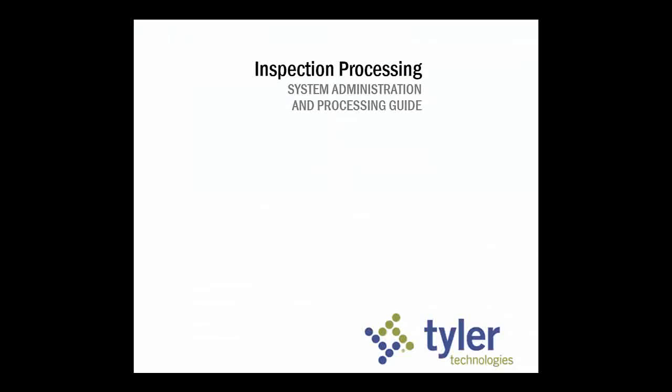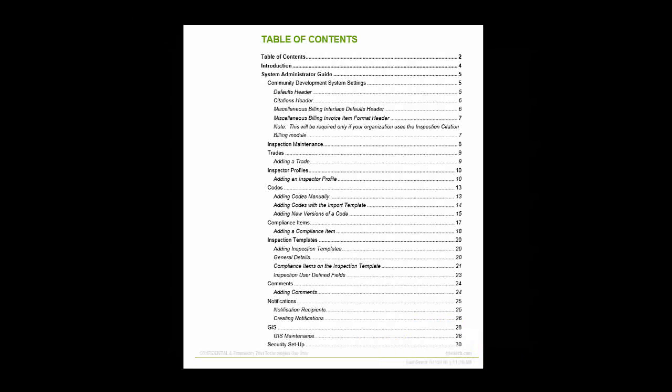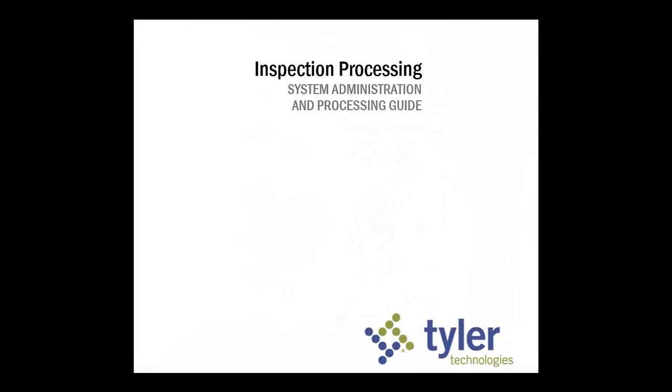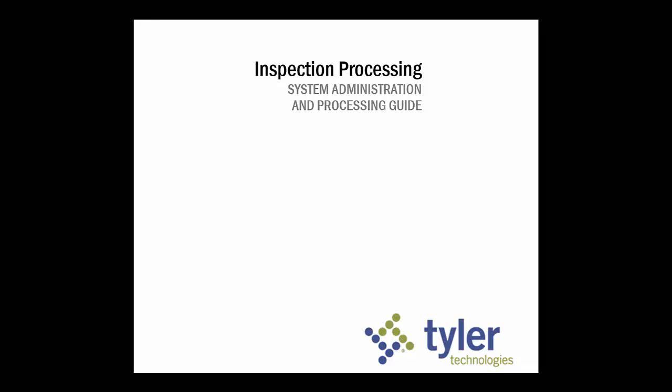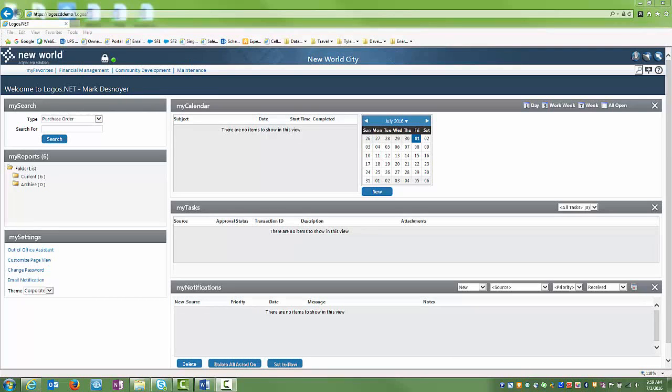Please be sure to download the new Inspection Processing, System Administration, and Processing Guide. The guide includes color screenshots and offers a full spectrum of detail for system administrators setting up new inspections and for end users scheduling and resulting inspections. The guide was created with Microsoft Word for easy personal editing and is available for download on the Tyler Customer Portal. That will conclude our new inspections basic navigation and definitions tutorial within the Tyler Technologies New World ERP solution. Be sure to access all of the new inspections tutorials for more specific details.